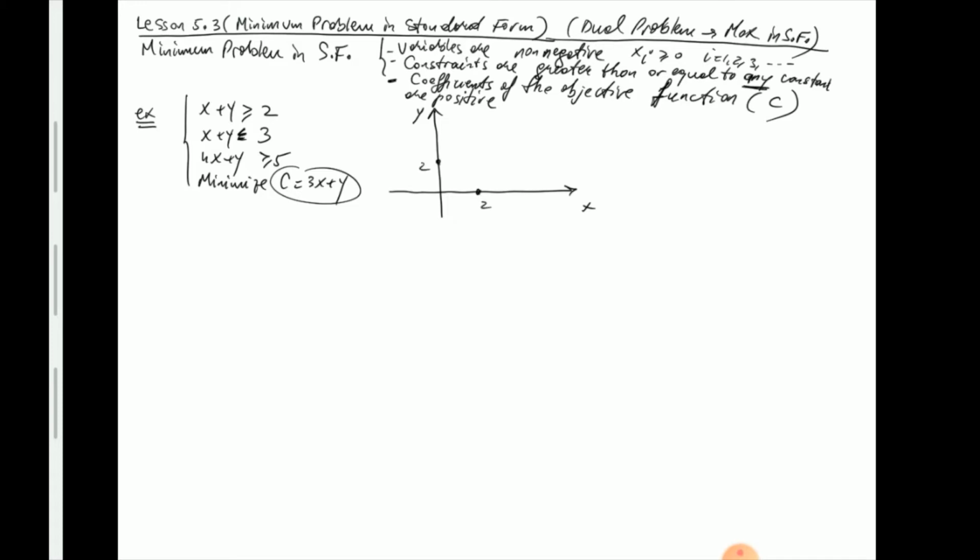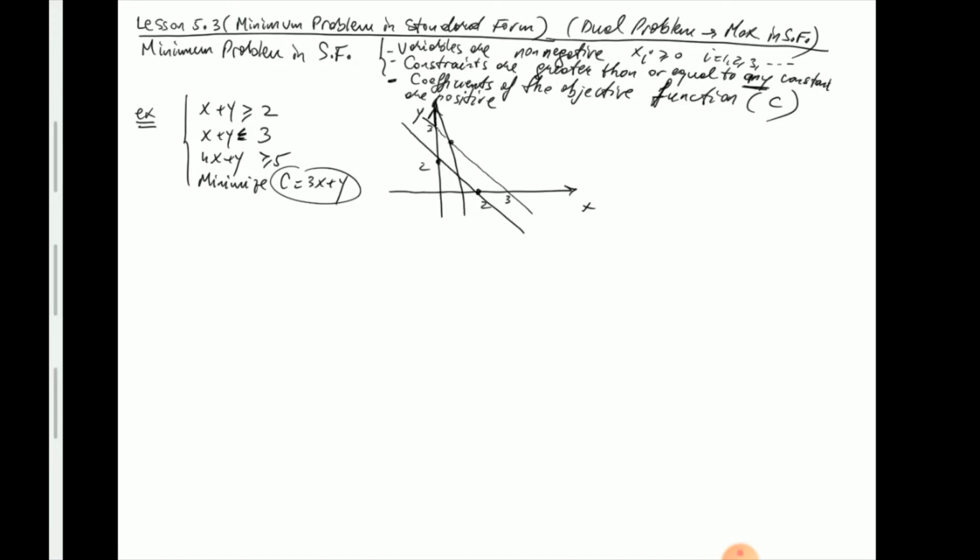x plus y equals 2 is this line. And there's another one parallel to this. I'm going to squeeze it here. This is going to go through the points (3, 0) and (0, 3). And the one kind of all the way across, like that, is the line corresponding to the last condition, 4x plus y equals 5.